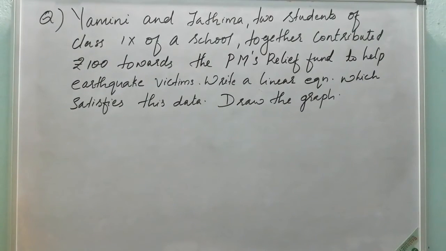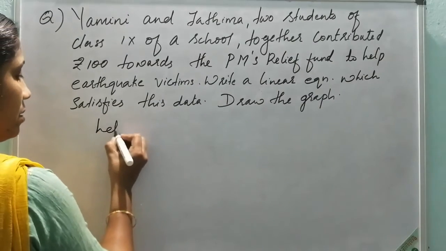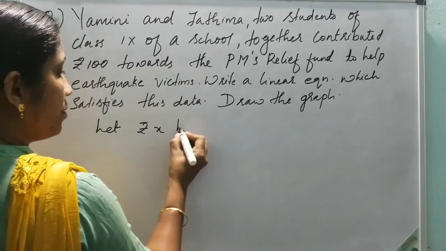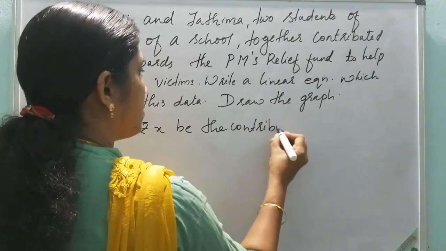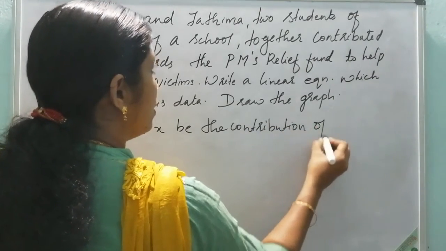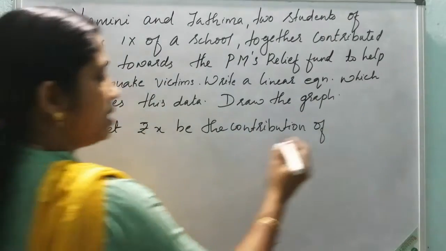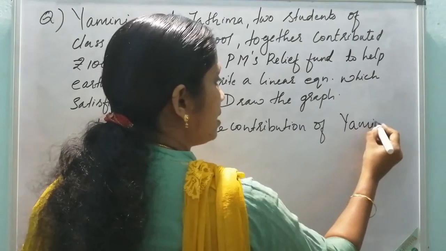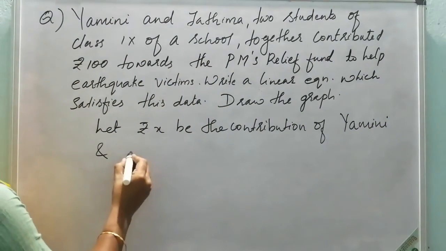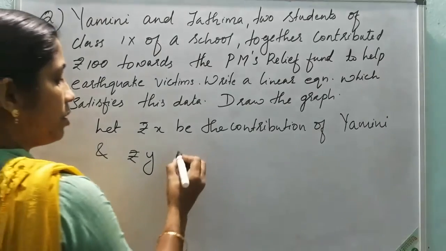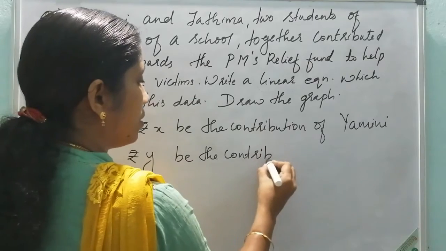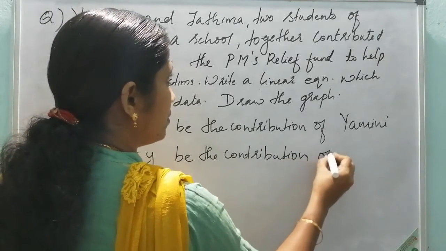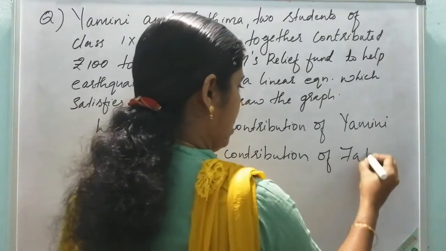Write down that let rupees x be the contribution of the first one, Yamini, and let rupees y be the contribution of Fatima. Okay, x and y.